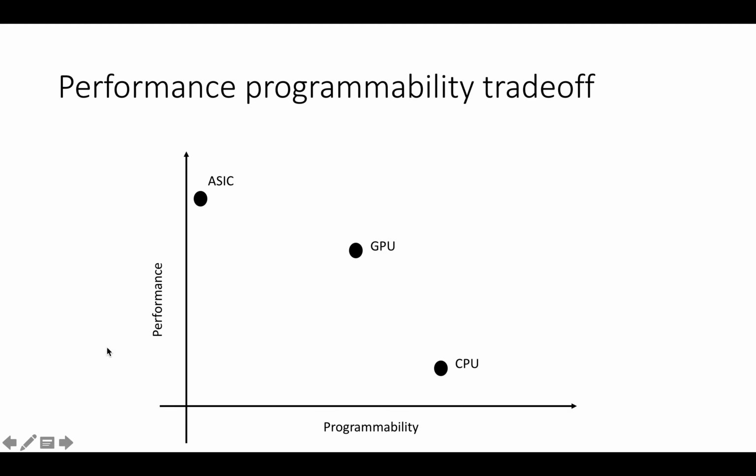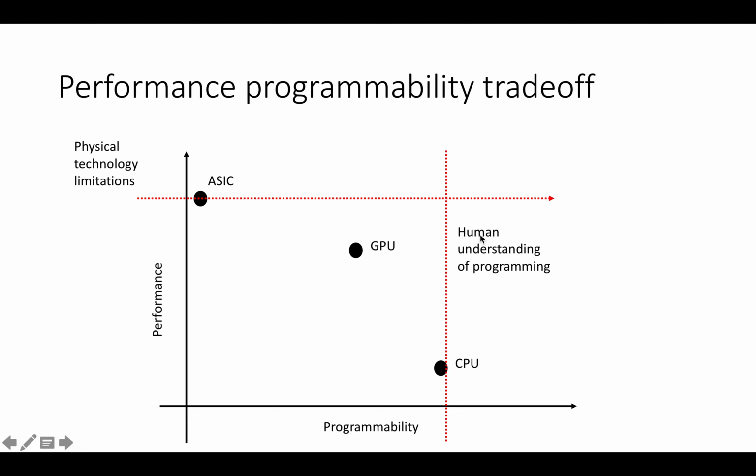If you think about the theoretical bounds on these two things, the theoretical bound on performance is given by physical technology limitations: how small are transistors, how much power do they consume, and how rapidly are they switching? Programmability is a little bit softer. The outer limit of programmability is determined by human beings' understanding of programming. Basically, how well do computer scientists understand what programming is and how we do it? That's what limits how programmable things are.